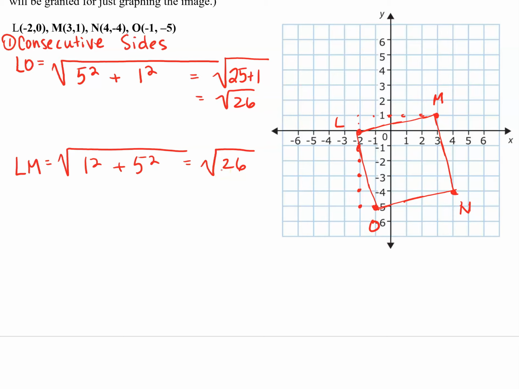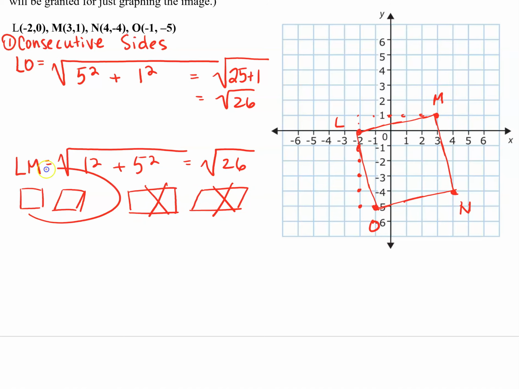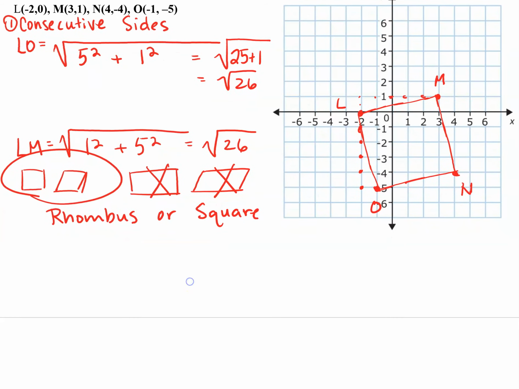distances were equal. So the two shapes that have equal distances, square and rhombus, have equal distances. Rectangle, parallelogram do not. So we're looking at one of these two choices. Rhombus or square. Now I need to see if this thing is slanted or not, or if it has the same diagonals. All right, so number 2, check diagonals.